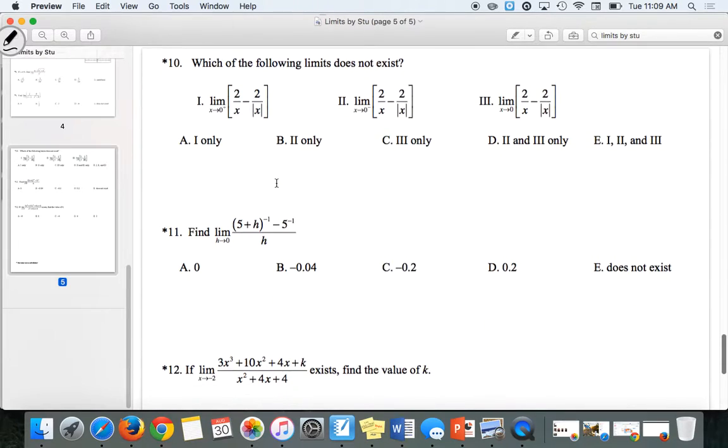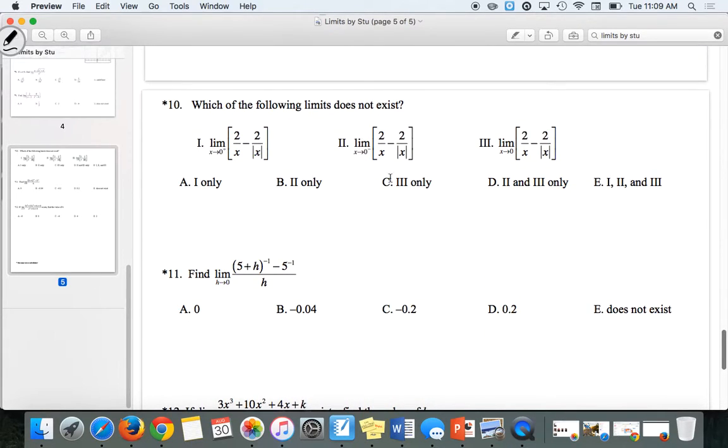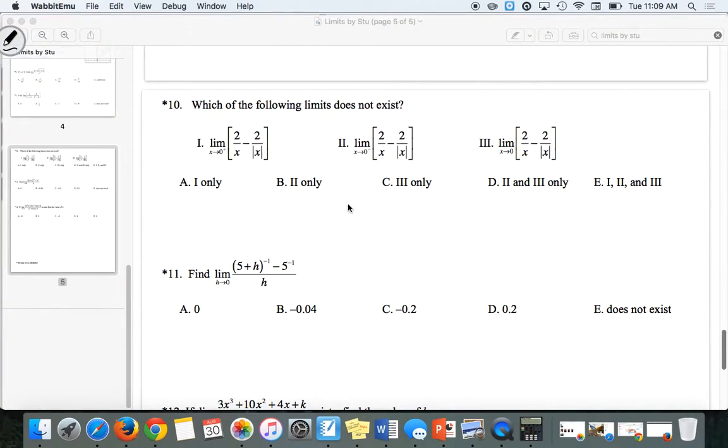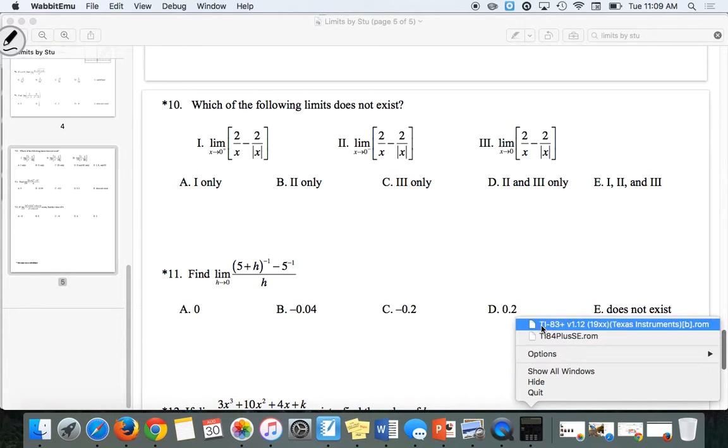Number 10? I heard number 10 first. All right, so which of the following limits does not exist? Did you graph each of them? Well, I mean, it's one graph, right? So I would say go ahead and graph it. Good question. How do you graph an absolute value?